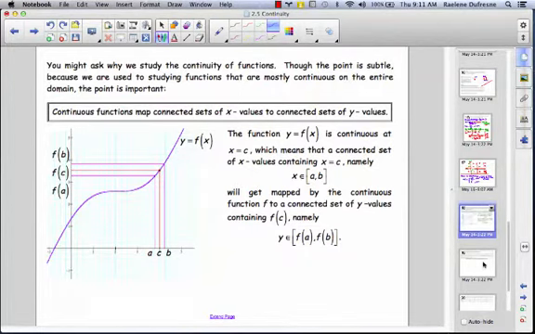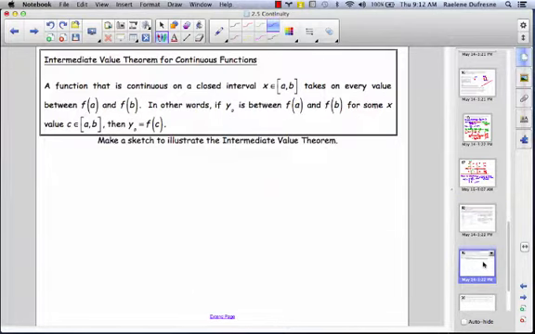This leads to a really important result called the Intermediate Value Theorem. The Intermediate Value Theorem for continuous functions says that if a function is continuous on a closed interval from x equals a to b, then the function takes on every value between f of a and f of b. In other words, if y naught is between f of a and f of b for some x coordinate which is contained inside the x interval, then that y naught value has to be f of c. That's confusing. Let's draw a picture.